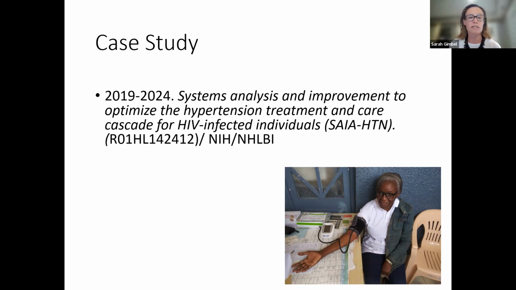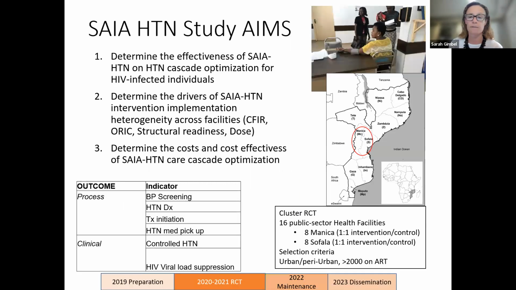So in light of this, I'm going to give a few slides on the case study of the 2019-2024 Systems Analysis and Improvement to Optimize the Hypertension Treatment and Care Cascade for HIV-Infected Individuals, or the SCI-HTN trial in central Mozambique, which I lead. Using a 3-year pragmatic parallel cluster randomized control design, we are prospectively implementing SCI-HTN and evaluating its impact for HIV-infected individuals in 8 intervention and 8 control facilities in central Mozambique.